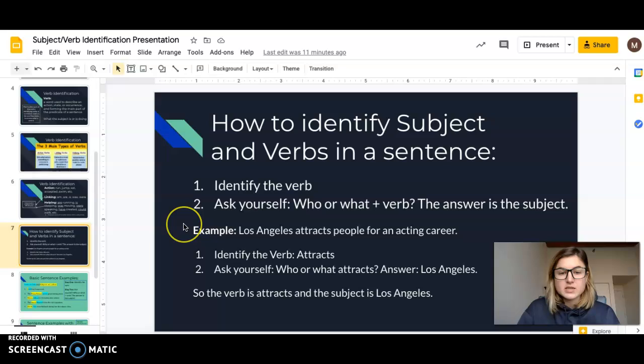Our sentence is: Los Angeles attracts people for an acting career. So step 1 would be identify the verb. We would read our sentence, oh, attracts. That's something I can do. Attracts is my verb. Then you ask yourself that question, who or what attracts? You look at that sentence, who or what attracts? Los Angeles attracts. So our answer is the verb is attracts and the subject is Los Angeles.